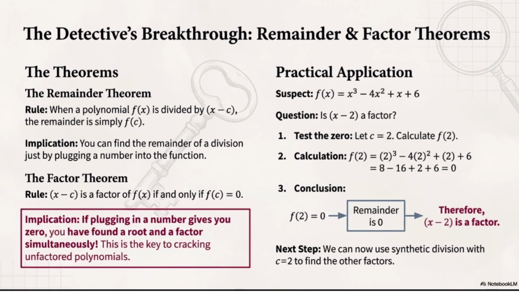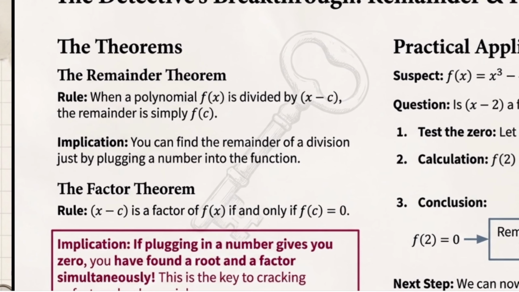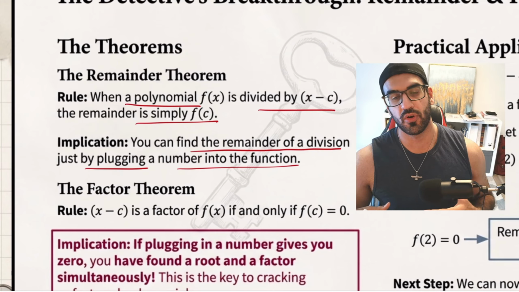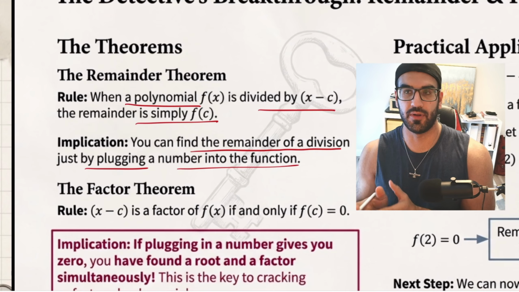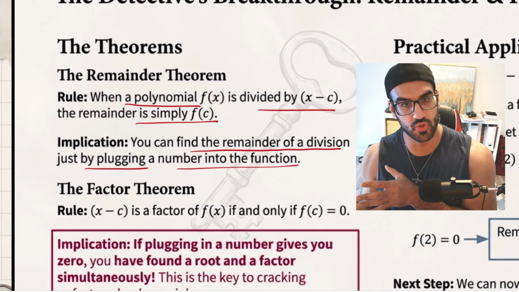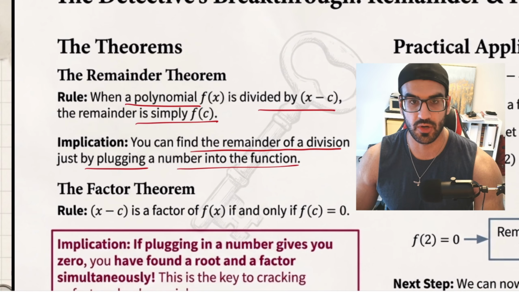So let's see what is going to happen. The theory, or the story behind this, is that when I have the polynomial f of x, and I divide it by x minus c, the remainder is f of c, just like in the last example. So we can find the remainder of a division just by plugging a number into the function. What does that mean? Instead of doing everything we did before, if it was x minus 2, we can just plug x equals 2 into f of x, and we can find the remainder.